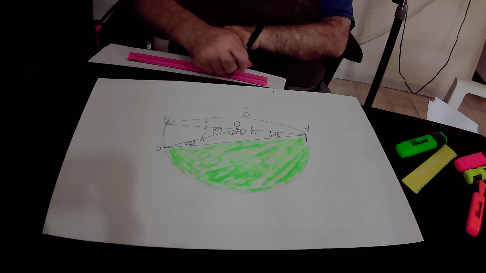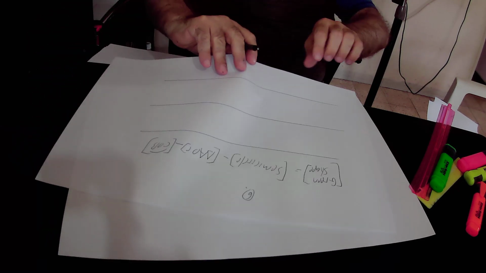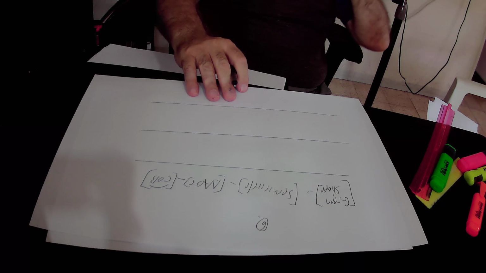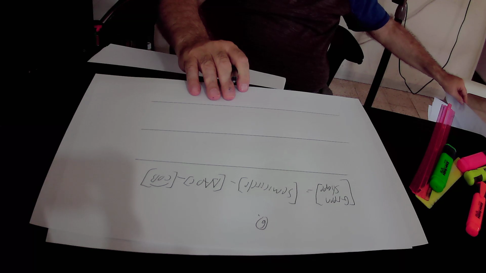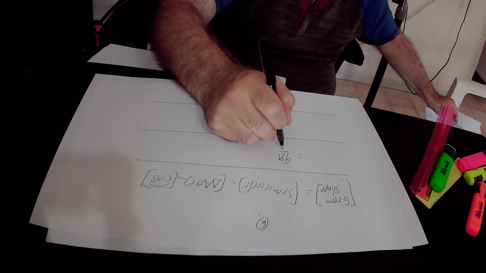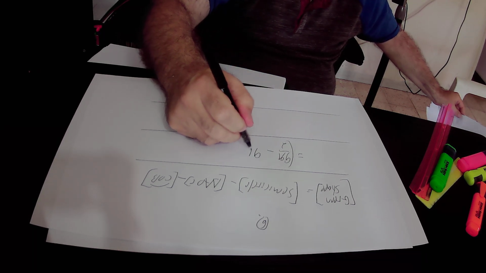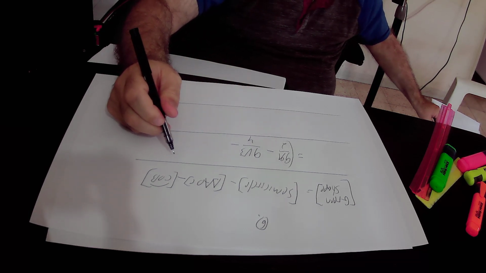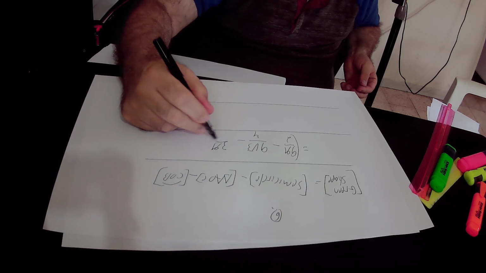I'll repeat again. According to the second method, the area of the green shape equals the area of the semicircle minus the area of triangle AOC minus the area of sector COB. We have already found that the area of the semicircle equals 9 pi over 2 square units, the area of triangle AOC equals 9 times square root of 3 over 4 square units, and the area of sector COB equals 3 pi over 2 square units.